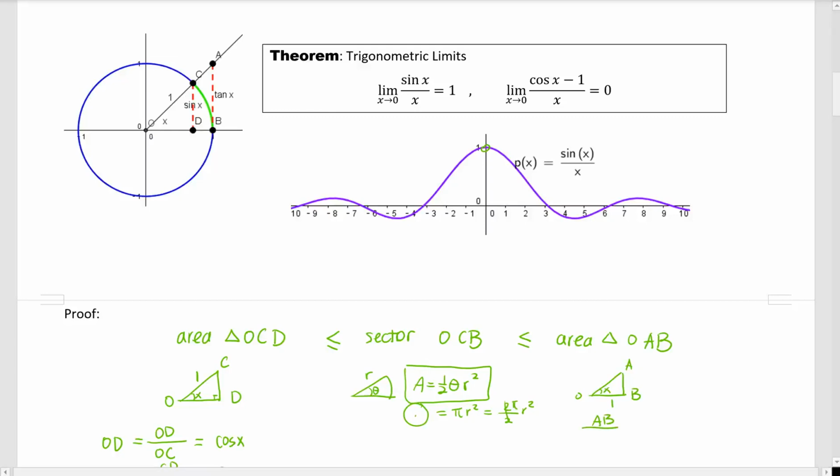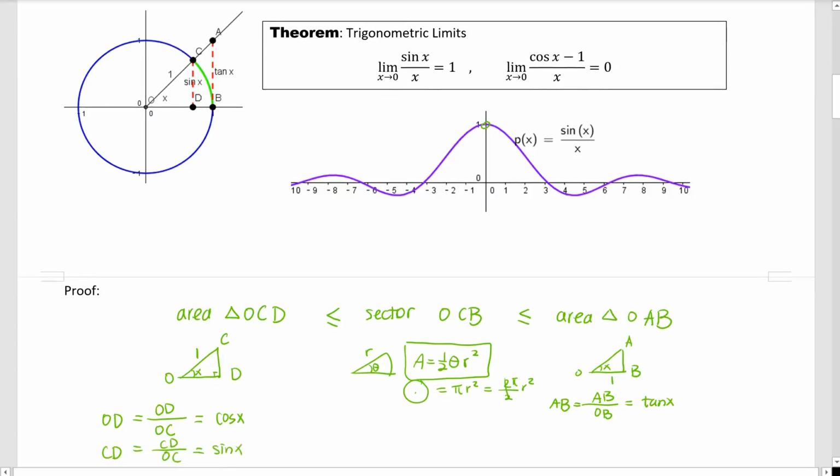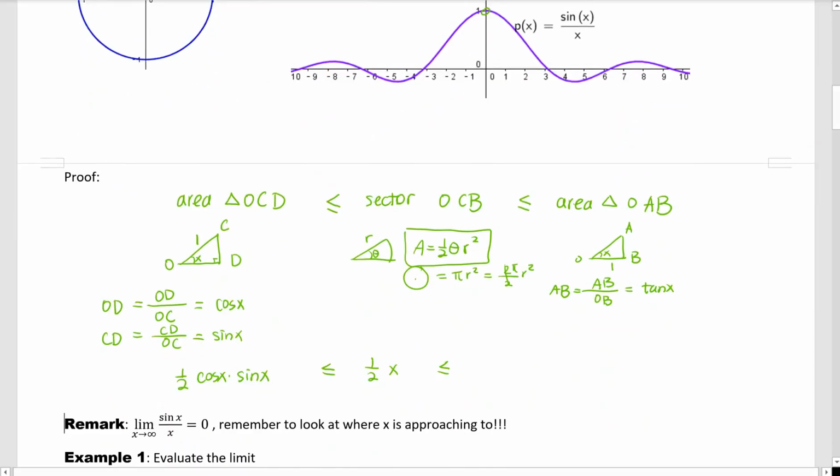Okay, we know OB and we're looking for AB. So what's the relationship between AB and OB? So AB over OB, that is opposite over adjacent. That is tangent x. And OB equals 1, so that's why we get AB is tangent x. Alright, so that's why the area of OAB is 1/2 base. Base is 1. Height is tangent x.